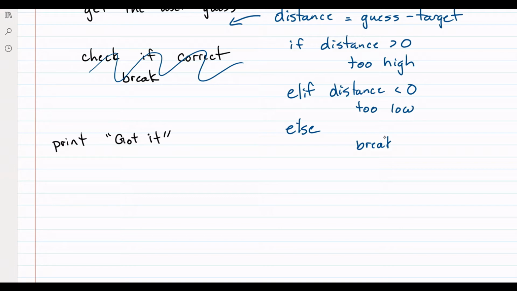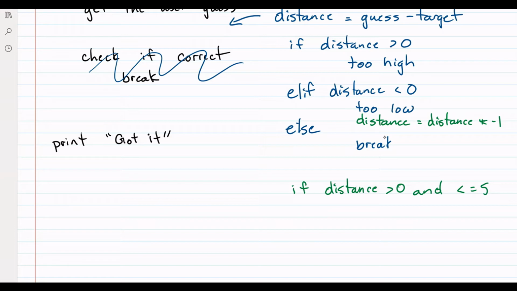Because once it makes this decision, it doesn't matter. So distance is distance times -1. Okay? So that way, what I can do down here for my second hint is I can say things like, if distance is bigger than 0 and less than 5, right, I could print boiling. Okay, so it wouldn't matter now whether my guess was too high or too low, because my distance is always positive and it can compare between 0 and 5.